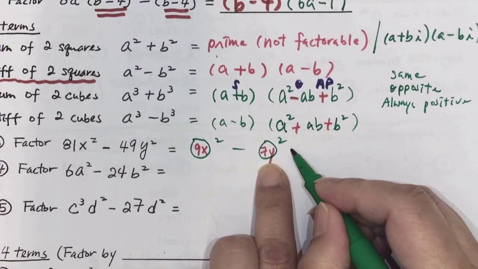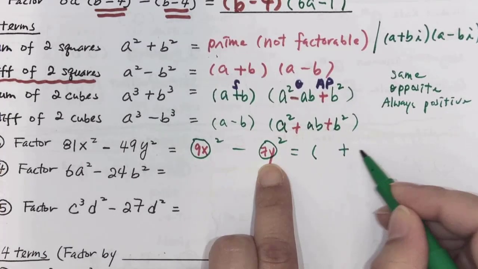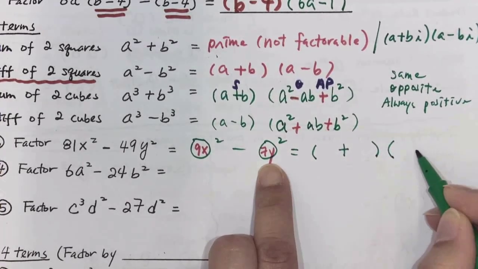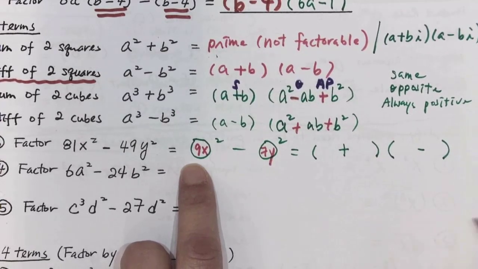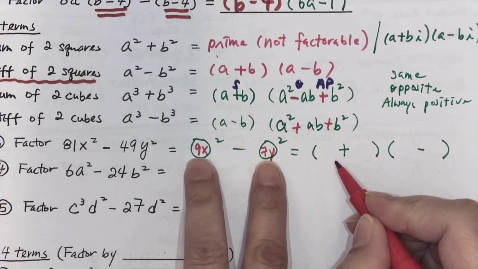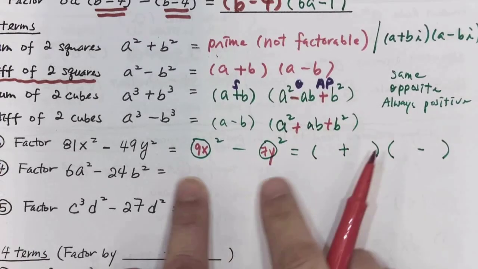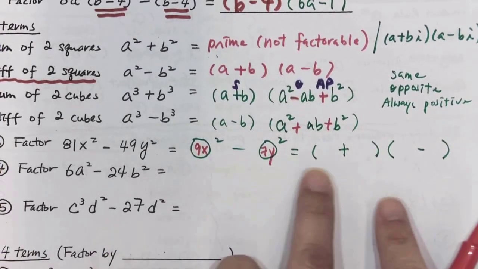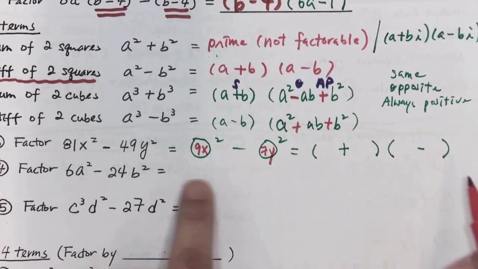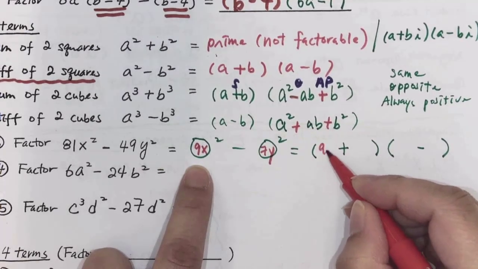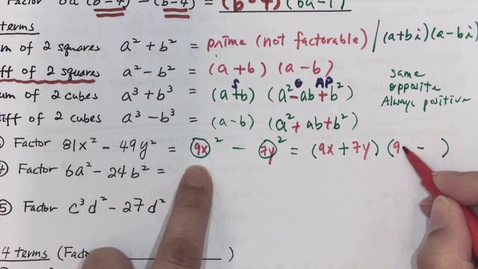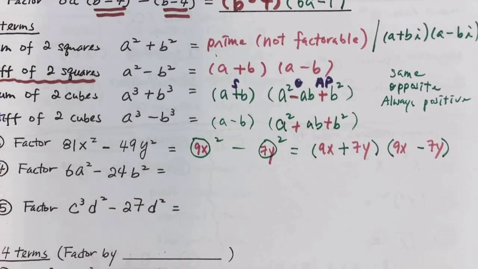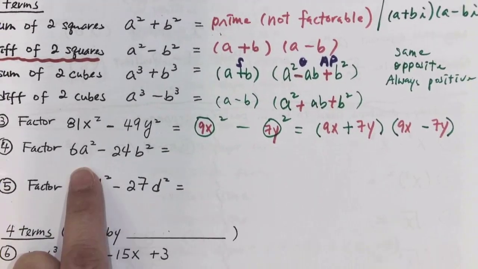Everybody okay? So this is your a squared minus b squared. Remember, the difference of two squares is the first term plus the second term, the first term minus the second term. So once you put it in that form, what do we have here? This is your a squared minus b squared, (a plus b)(a minus b). So what do we have? 9x plus 7y, and 9x minus 7y. Okay? So that's your difference of two squares. How about the next one?